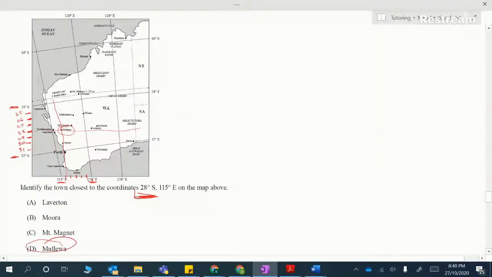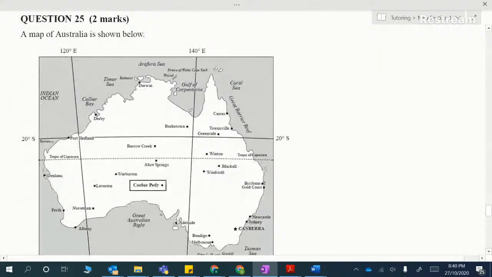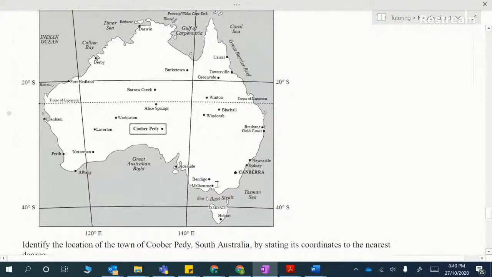So your answer is D. Okay. All right. So that's one example that you'll see, where you're given the latitude and longitude and you have to find the place.